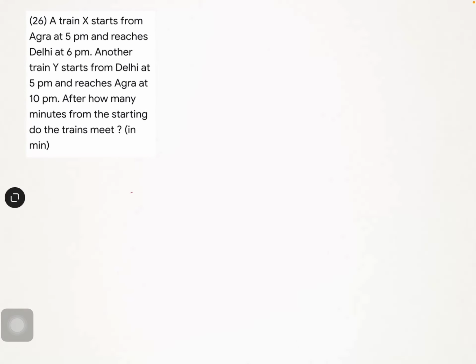Okay. Students, with respect to speed time distance, there are three concepts to be remembered. Concept number one, when your distance is equal to constant, distance is nothing but speed into time. Therefore, speed into time is equal to constant, or in other words, speed is inversely proportional to time. Or in other words, speed 1 by speed 2 will be equal to time 2 divided by time 1.